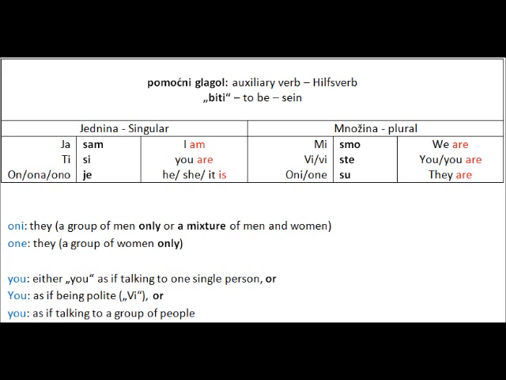Then let's take a look at the plural forms. Mi smo, vi ste, oni, one su. Once again, mi smo, vi ste, oni, one su. So we say we are, you are, and they are. And if we say you are with a capitalized Vi, we use the capitalized Vi in Croatian, and this means politeness, at least on a piece of paper and in an official email.